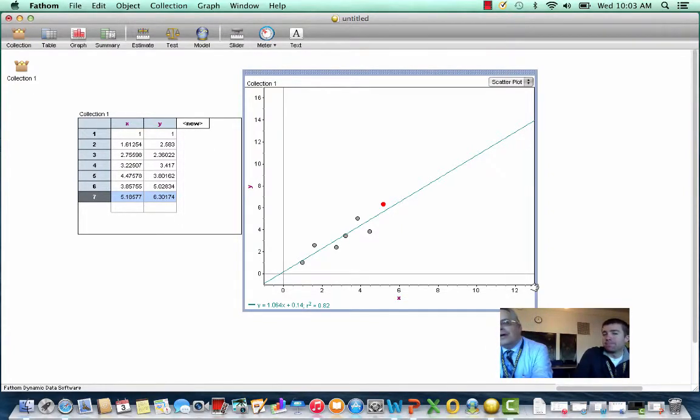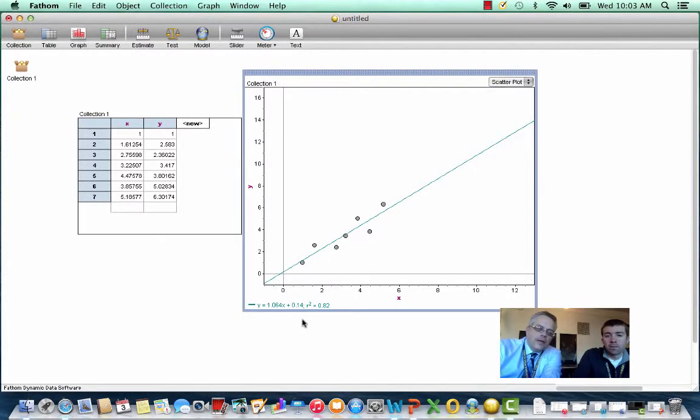But we eyeball whether a point is an outlier or not, and it has to do with how much influence it has on the graph, how much it changes the slope and the correlation. So we're going to move one of the data points around, make it an outlier, and consider the effect on the graph.